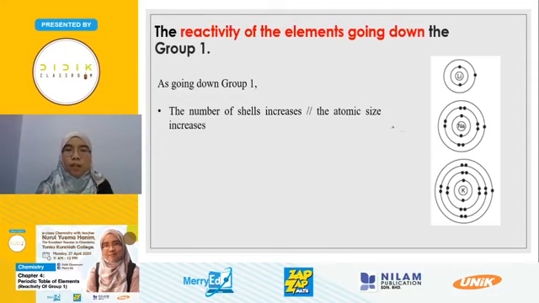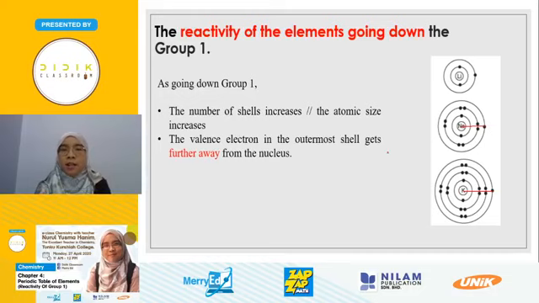The number of shells increases, or the atomic size increases. We can see that lithium just has 2 shells, sodium has 3 and potassium has 4. And then the valence electron in the outermost shell gets further away from the nucleus. As going down the group, we can see that the outermost shell gets further away from the nucleus, and the nucleus is here in the middle. So this is the nucleus, this is the nucleus.